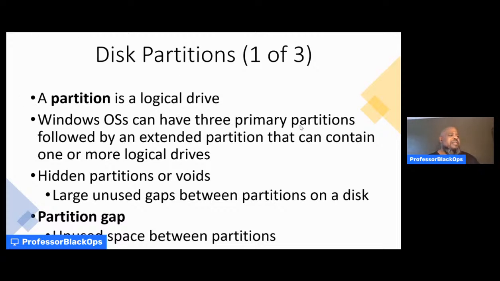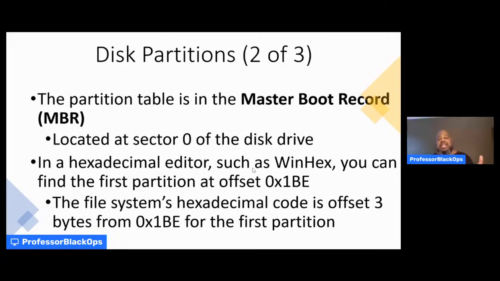The Windows OS can have three primary partitions, followed by an extended partition that can contain one or more logical drives. The hidden partition avoids large unused gaps between partitions on a disk. Partition gaps are unused space between the partitions. In that space a lot of times you can have credit card information, and people try to steal it, right?